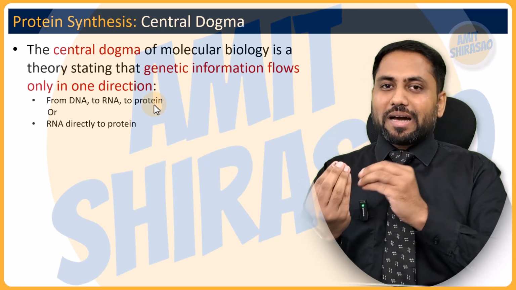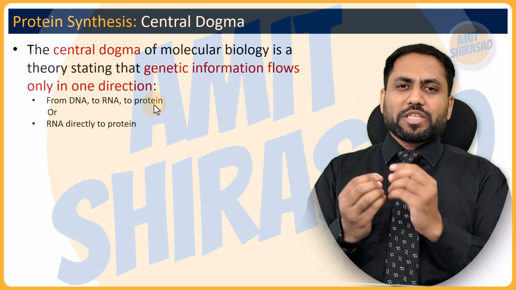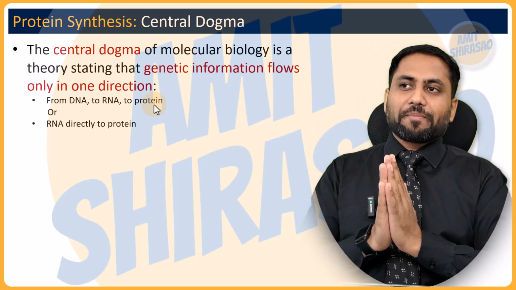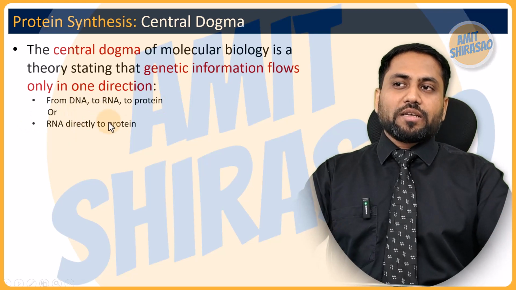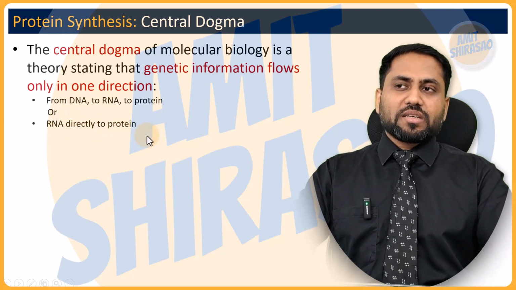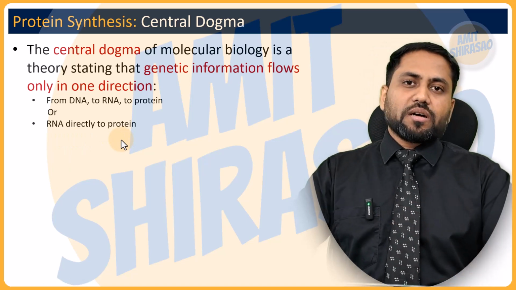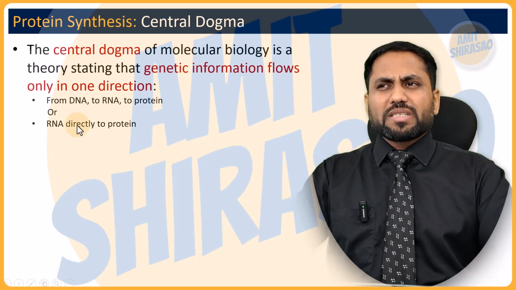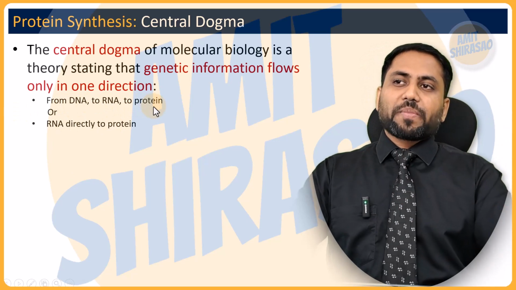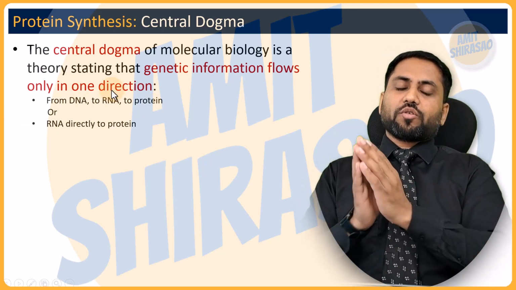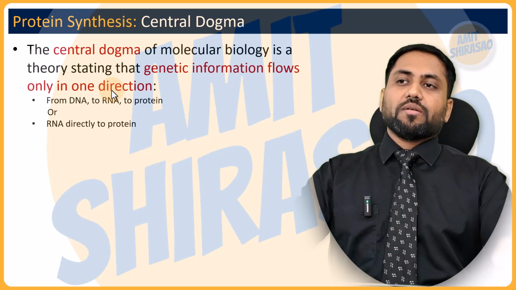Okay, from DNA, RNA is formed, and from RNA, protein is formed. This is how the genetic information flows. It flows only in one direction. Again, sometimes RNA to protein. This is the case where you don't have a DNA, like in the case of viruses. But normally it is this trend, DNA to RNA to protein. So the genetic information always flows in one direction, and this is called the central dogma of molecular biology.